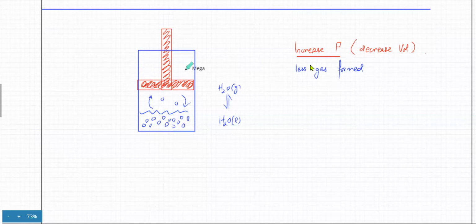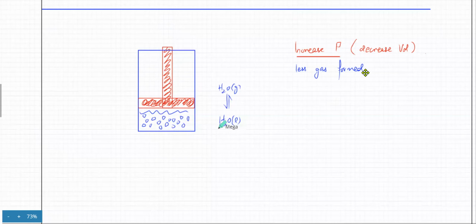And if I keep on compressing the container, the volume available to the vapor is going to be lesser and lesser. So I'm increasing pressure now. Eventually, if I increase pressure to a very large extent, even these molecules would be forced to change into liquid state because there would absolutely be no space available for them. So that's what happens. If you increase pressure, less gas would be formed. There's no room for gas formation.